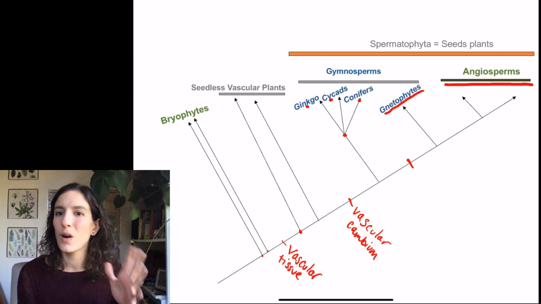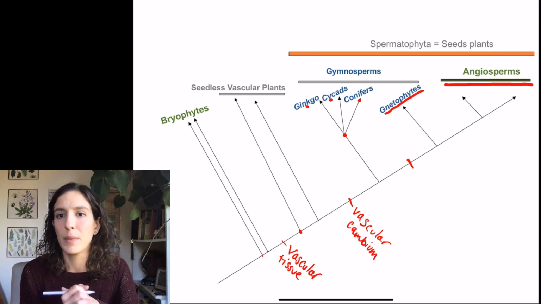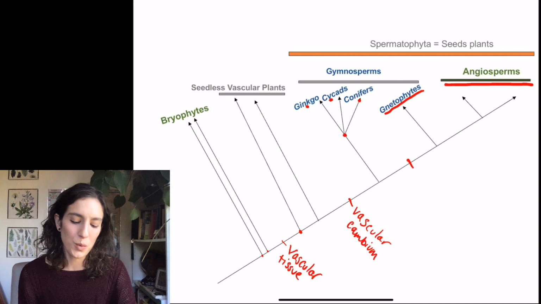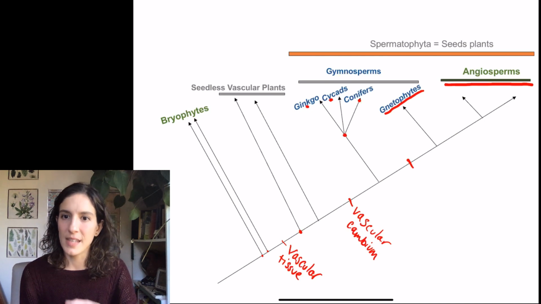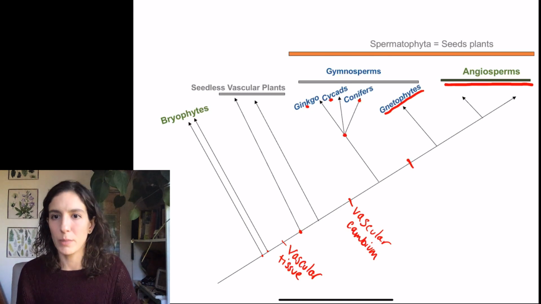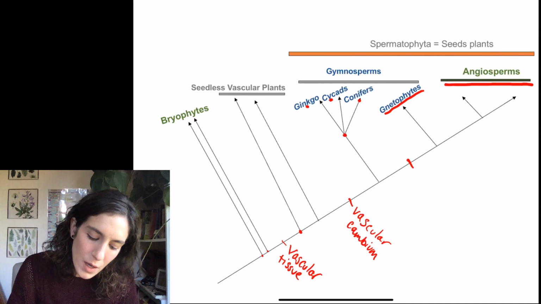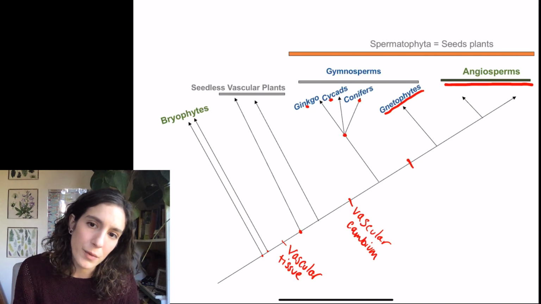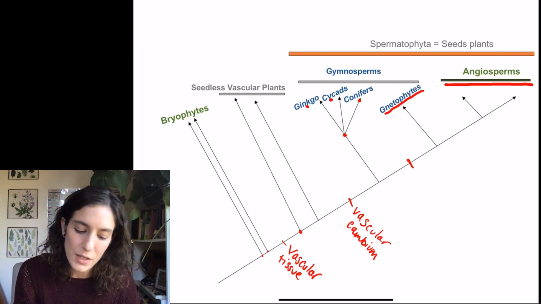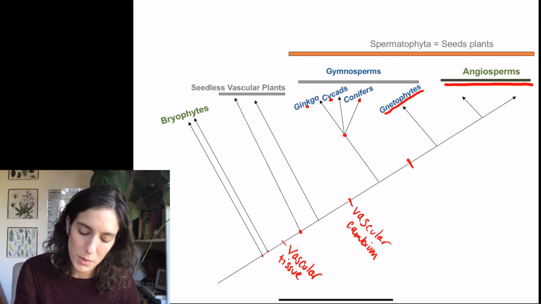Well, there are actually different types of cells too in xylem, but true vessels, those really girthy cells that allowed an incredible amount of water to be passed through them, those most likely evolved before the common ancestor of the Gnetophytes and the angiosperms, so right here.